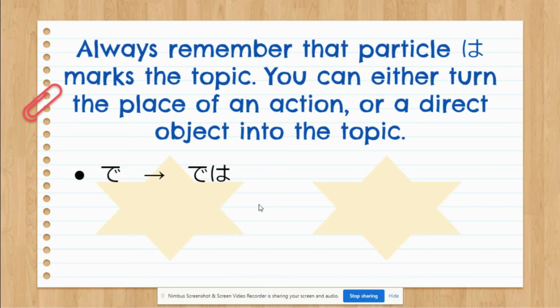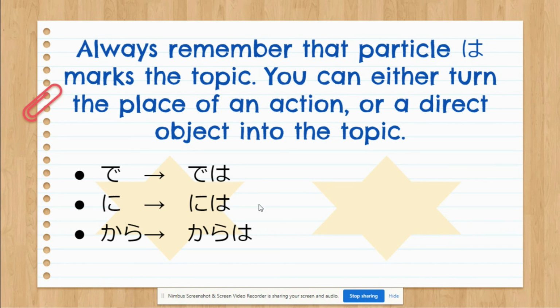So just remember, particle de, particle ni, particle kara, and a lot more particles, you just have to attach particle wa. But for these two exceptions, particle ga and o, we change it completely.